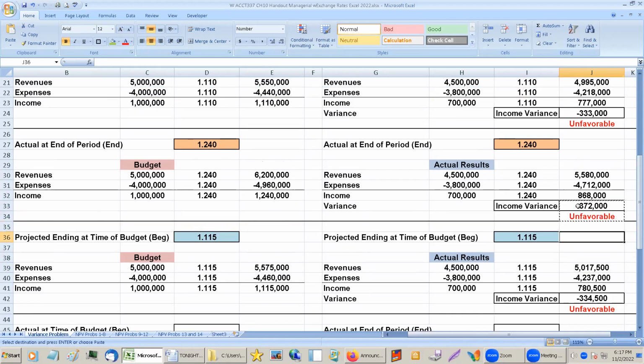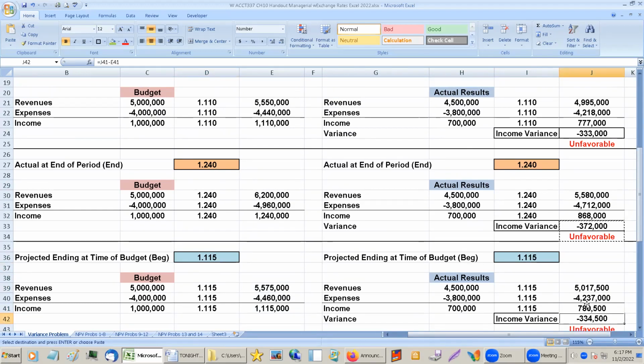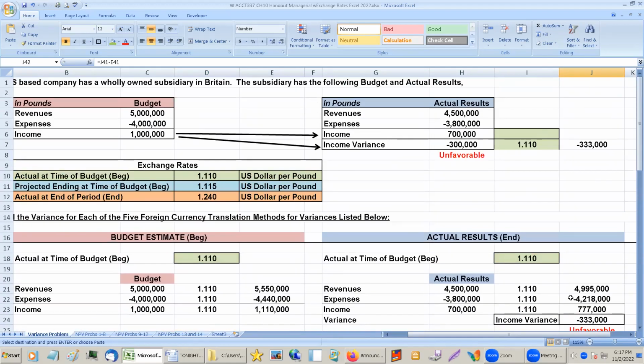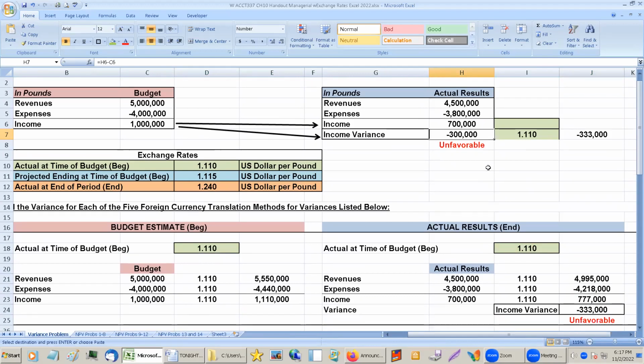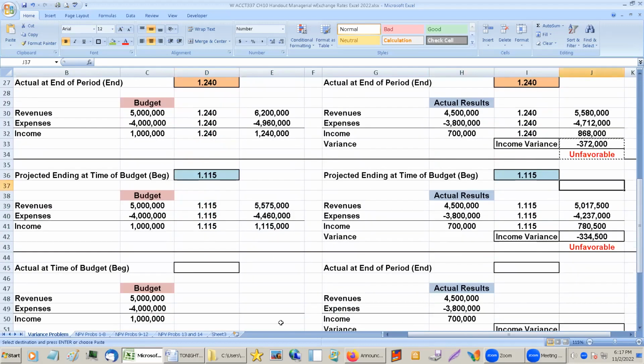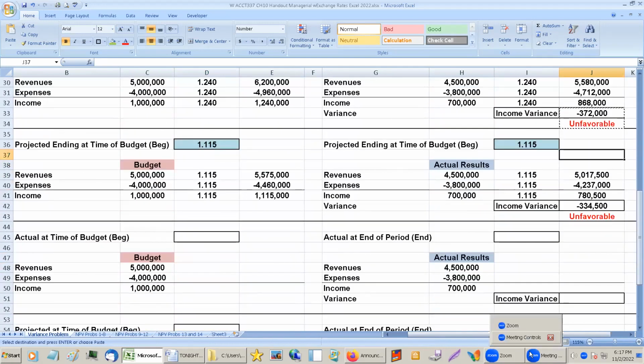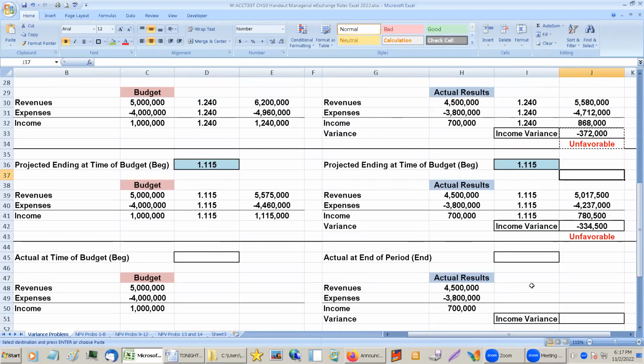And for these first three, because they all get translated at the same rate, whatever the rate is, whether it's favorable or unfavorable will always be the same too. You're simply multiplying everything by the same number. So if it's negative and it's multiplied by the same number, it's going to be negative either way. Down here, you could have a mixed one though. You could have unfavorable up here and then favorable down here. Okay.